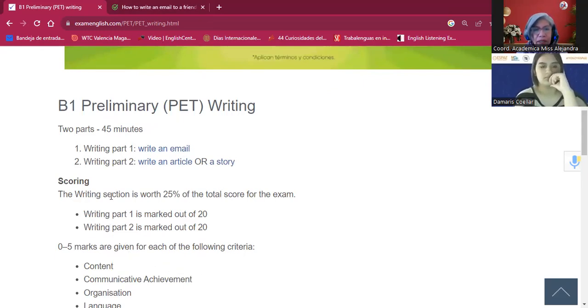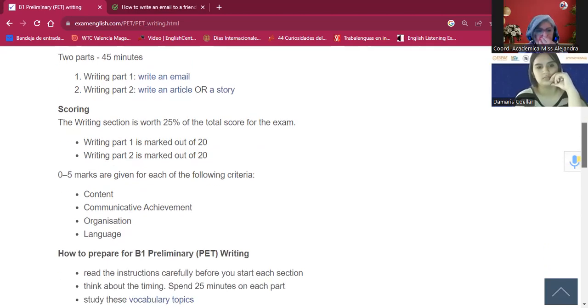Each part is 25% of the total score, and both of them are at 40. From that 40, we take 25% in order to have it. With the marks, the grades are given according to content, communication achievement, organization, and language.